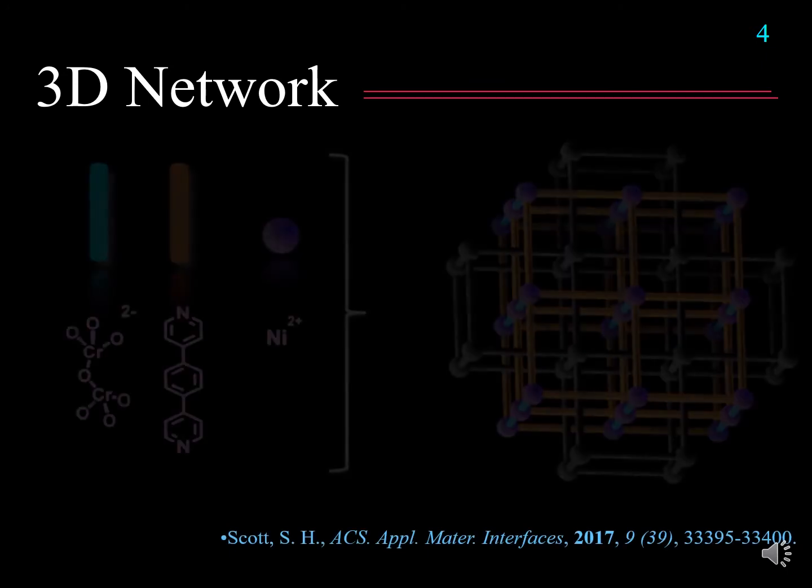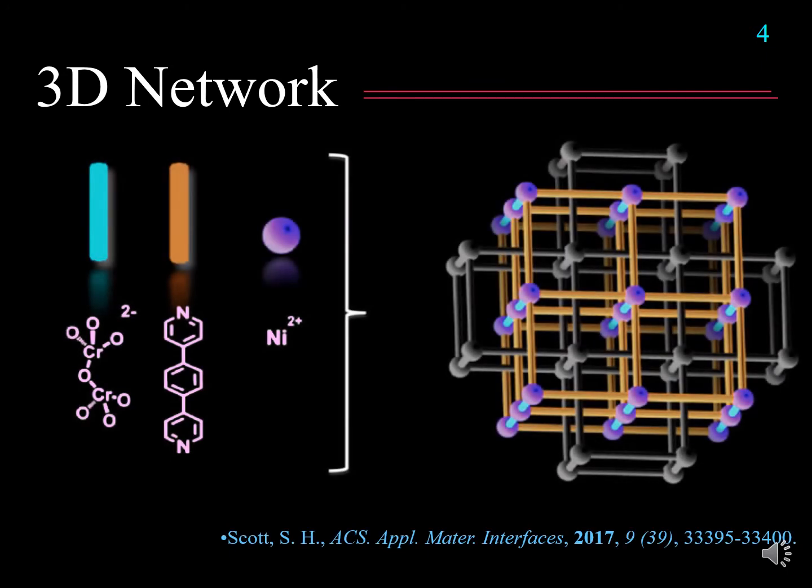So the network polymer can expand from 2-dimension to 3-dimension, as shown here in this structure, in this slide. First of all, the greenish color over here is the dichromate ion, and the orange color here is similar to paraquat, but we insert a benzene ring in the center, and we also have the nickel.